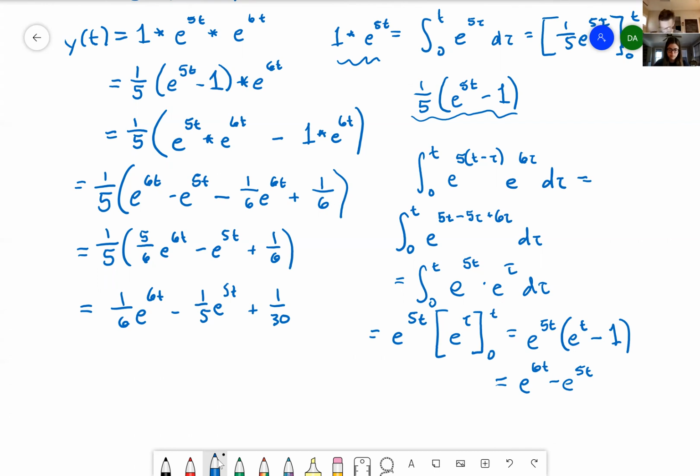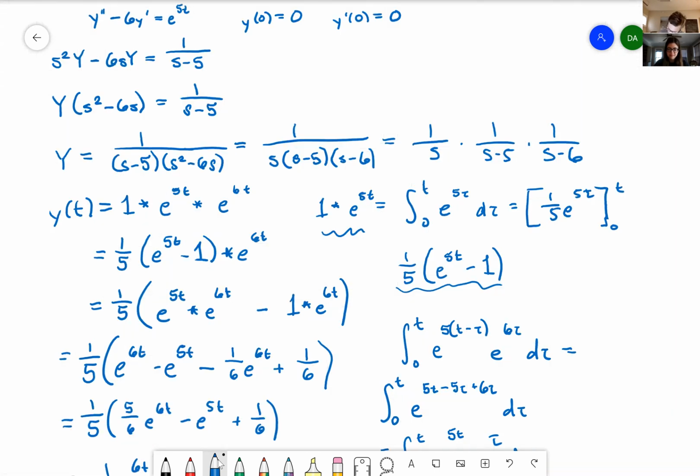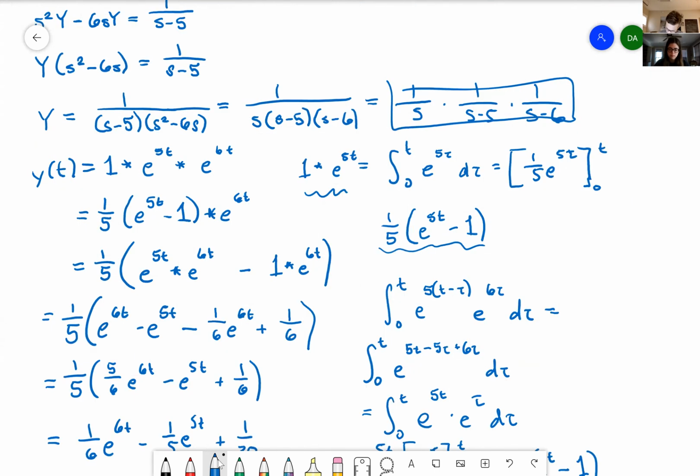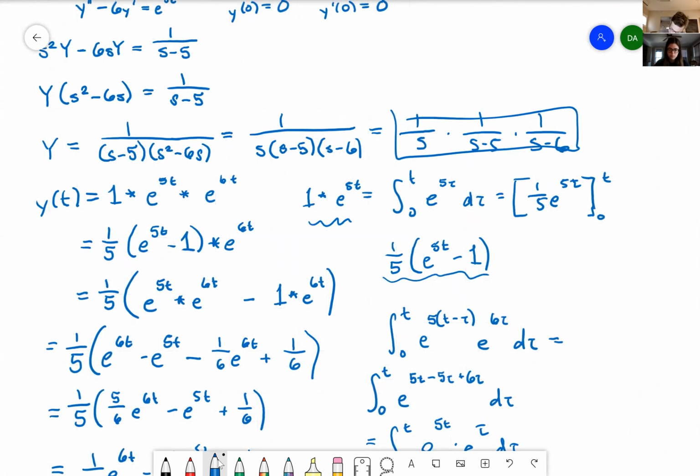Oh, that's correct. Oh, that's beautiful. Okay, so the convolution had all worked out. But let's just do the partial fraction decomposition for practice. So what we should get is... no, let's work from this point here.